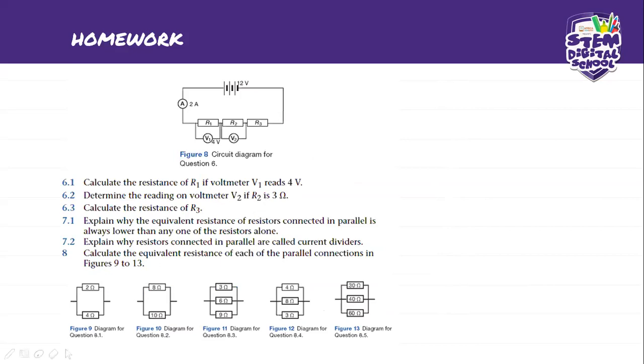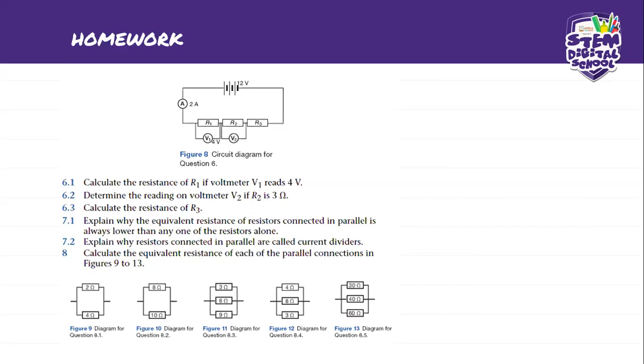So how are you going to do this, guys? We know that R1 is equal to V1 divided by I. But we know that I is already a given, because our current is the same across the whole circuit, so we don't have to calculate our current. It's going to be 4 divided by 2, and that's going to be 2 ohms.